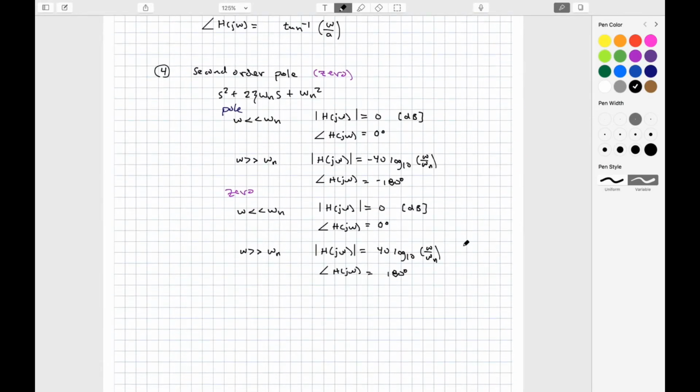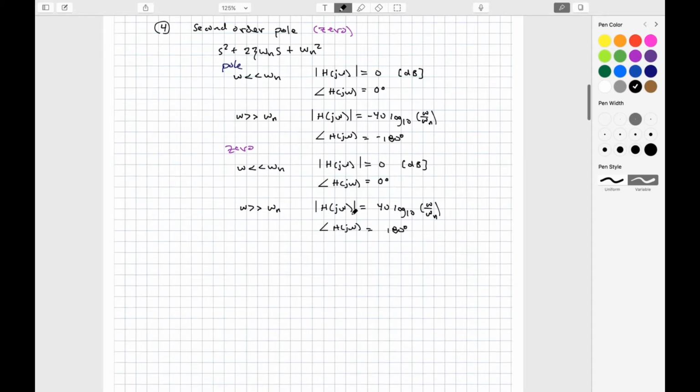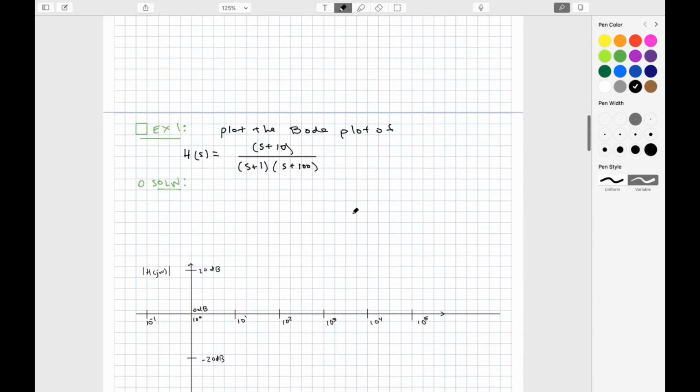For a second order pole or 0, because each pole contributes negative 20 dB per decade, since I have 2 of them, I'm going to get a slope of negative 40 dB per decade starting at a value of omega n, and the angle will be negative 180, also starting at that value. You'll see how we asymptotically approximate this as we do examples. And then finally, for a 0, we just have the opposite behavior.